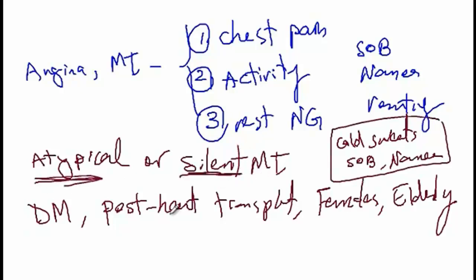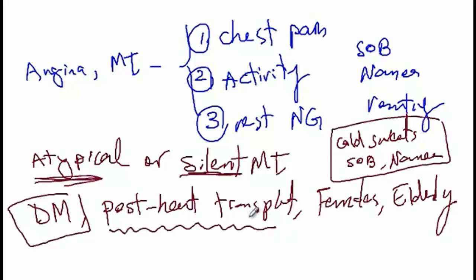or silent MI. And the reason for that is that in patients with diabetes, they develop autonomic neuropathy, as a consequence of which they cannot sense the pain inside their heart. Or for instance, patients that are post-heart transplant, there is a problem due to the denervation of the heart, and thus they wouldn't be able to feel any pain in their heart.